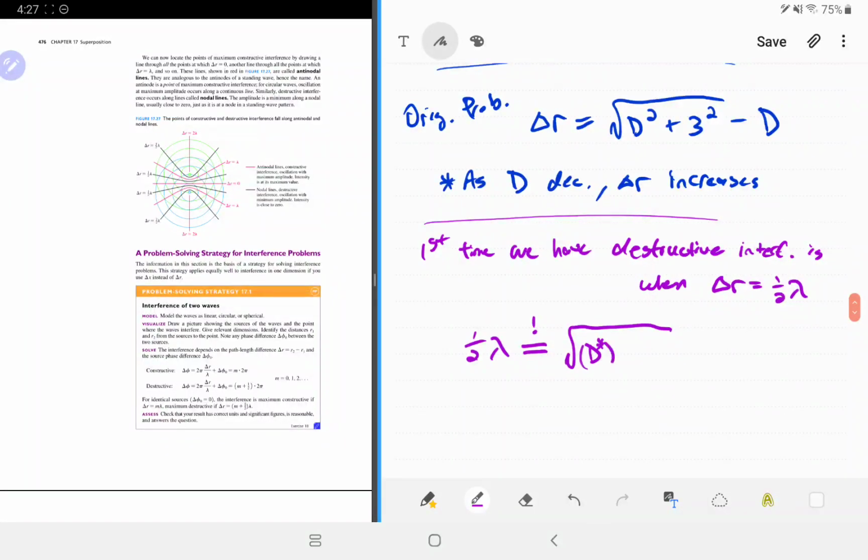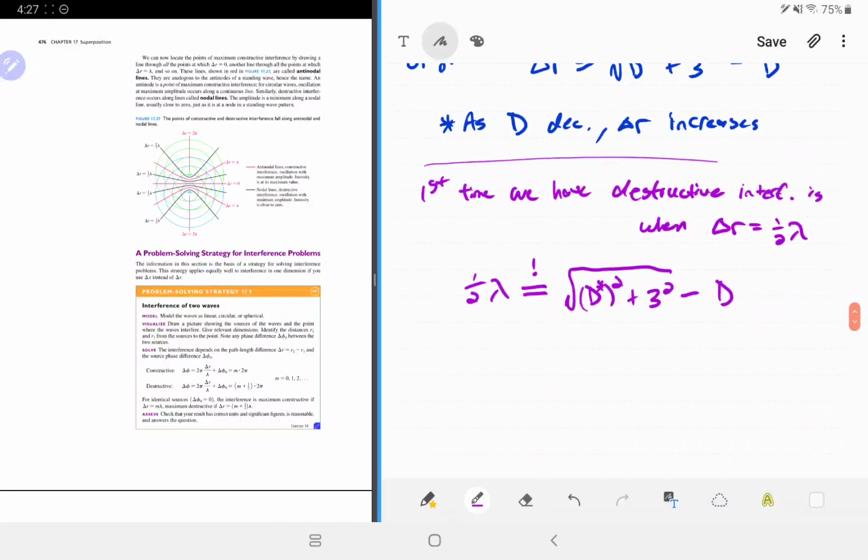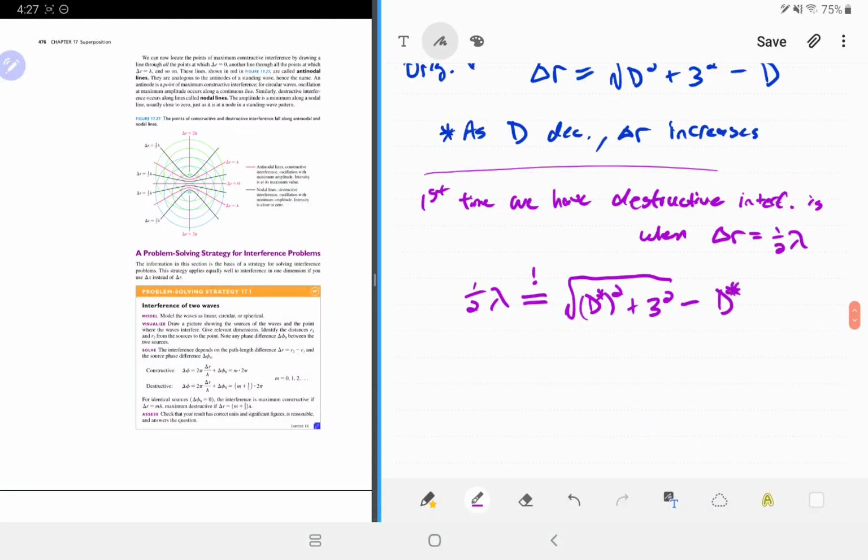So this equation was true for any d, you get a path length difference. For this special path length difference, I'm going to call that special value of d star. Now it's just solving for d star. That square root is the ugliest thing in here, other than the exclamation mark. So I'm going to add d star to both sides and square both sides. So we have 1/2 lambda plus d star, squared, is equal to d star squared plus 3 squared.